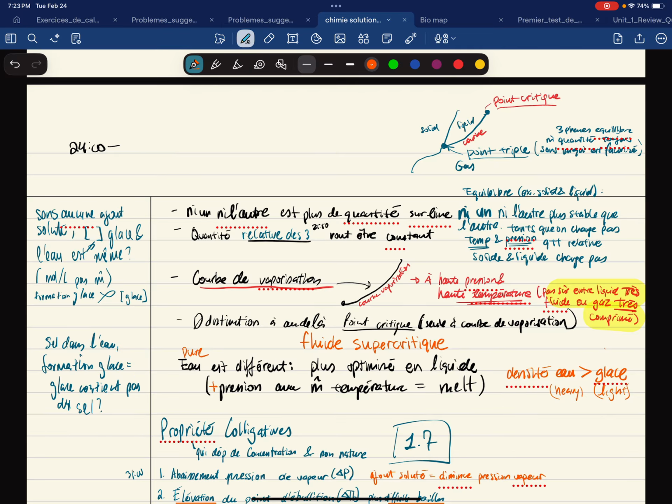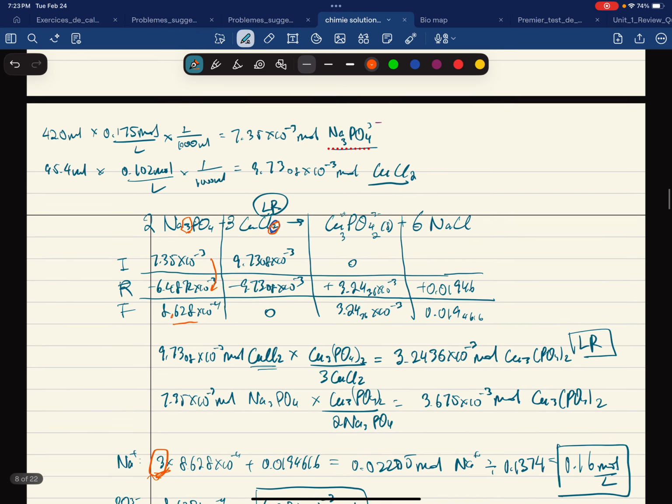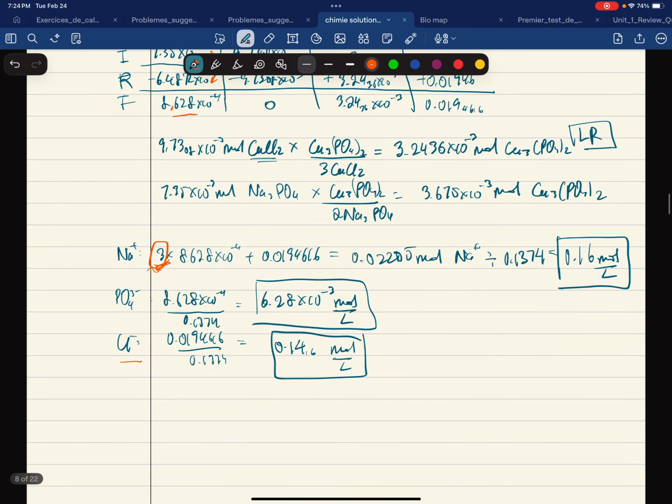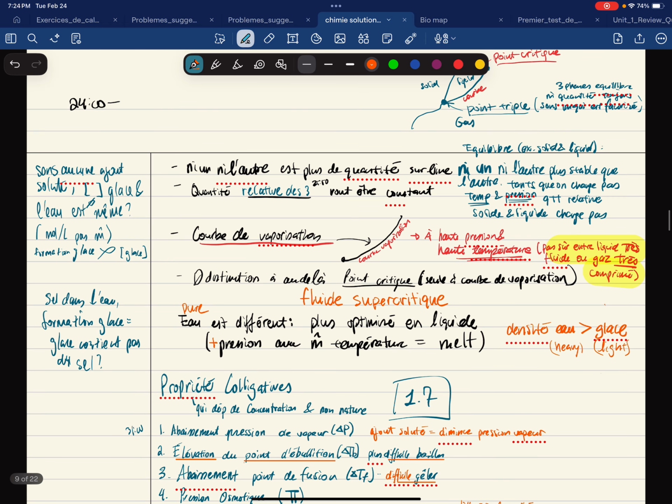After that, you continue. Volume total is always the volume of those two that are added, and we say that on suppose qu'ils sont des volumes additifs, so they add up.